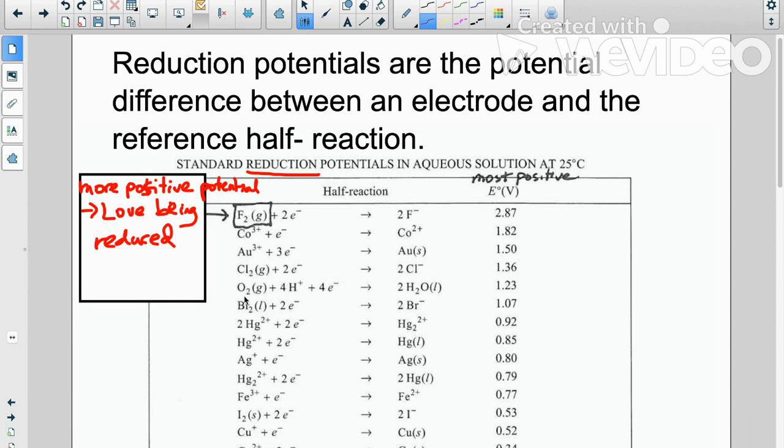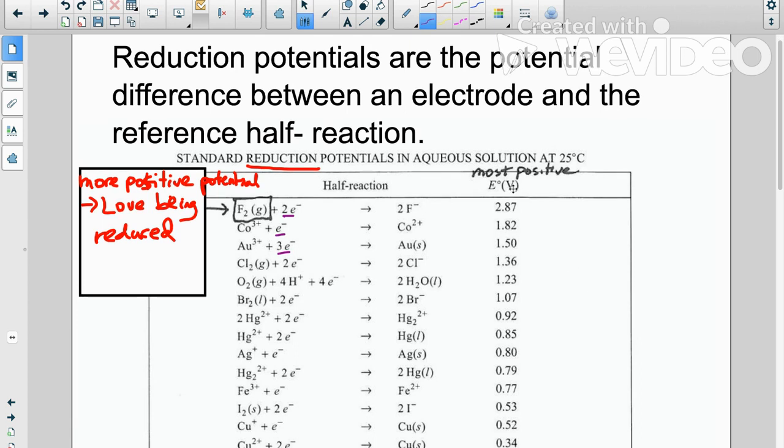So these are all substances getting reduced because we're adding electrons to them, and that reduces the substances. And you can see that the most positive here is fluorine gas. It loves being reduced.